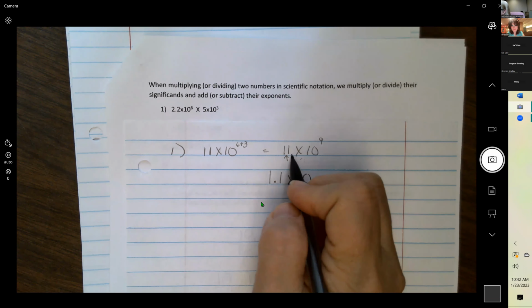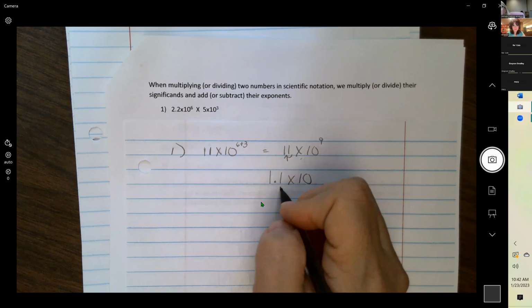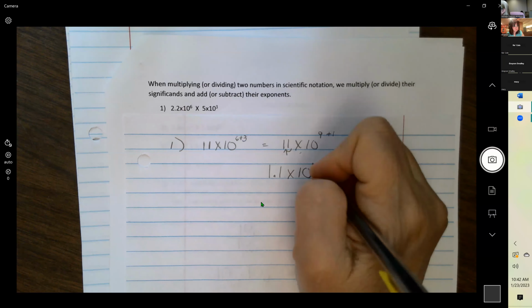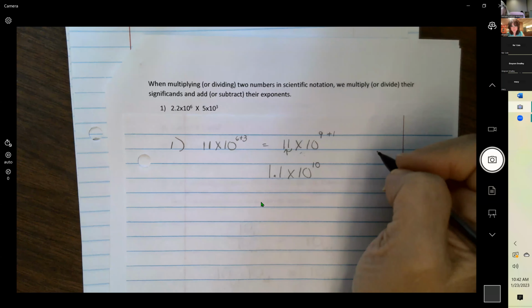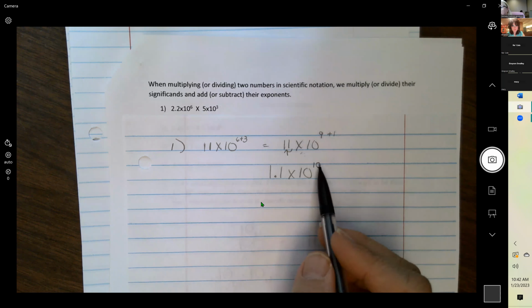Here I am losing a decimal place because I'm making it smaller. I'm losing a position. So I need to add it here. So if you're making this smaller, you need to make this bigger.